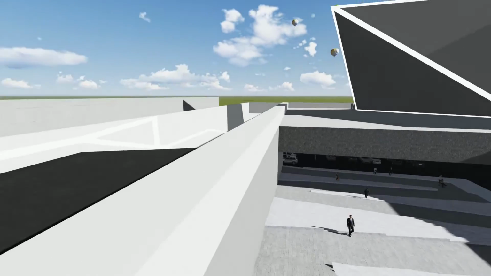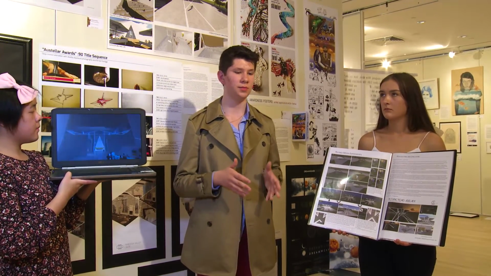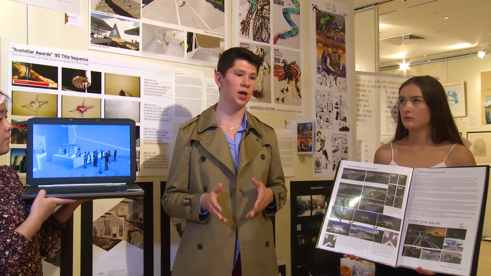I'm still in year 12, so I did this in year 11. But at the moment I'm studying part-time at university with the Bachelor of Architectural Design while I do high school, and hopefully from there I'd then do a master's, become registered as an architect and practice.